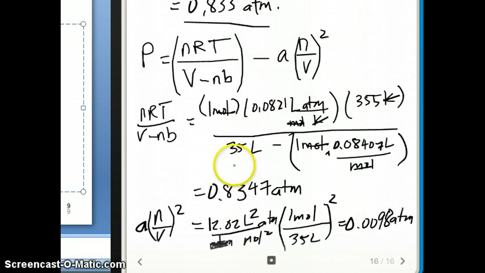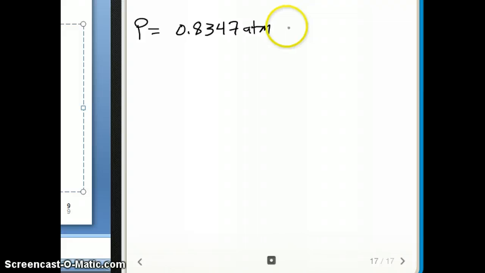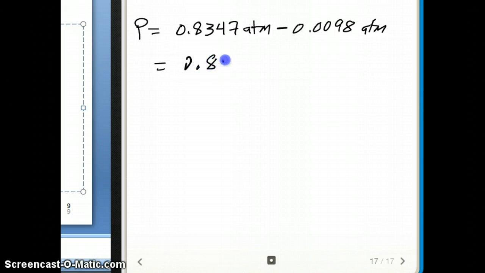Okay, so then what we have to do to calculate the pressure, remember from the initial equation, we're going to subtract this number right here that we calculated earlier minus this number. So I'm going to do that on the next page. So you have 0.8347 atmosphere minus the number we just calculated, which is 0.0098 atmosphere. And the result, if you do that calculation, is 0.825 atmosphere.